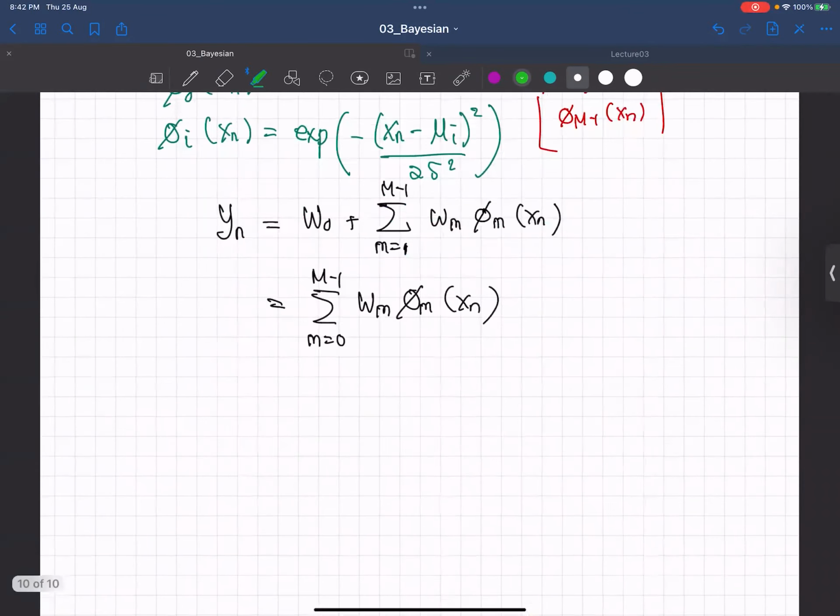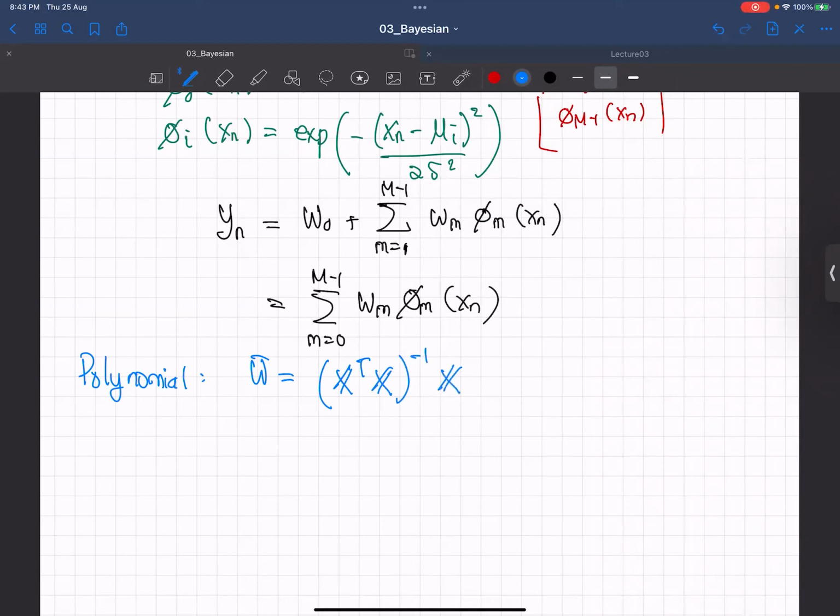But the consequence of this, if you look at the lecture notes later at home, is that w bar star, if this is a polynomial function, then w bar equals, anyone remember? If it is MLE, what is w bar? X transpose X inverse multiplied by X transpose multiplied by t bar. Now, if it is the basis function, w bar equals phi transpose phi inverse phi transpose t bar.